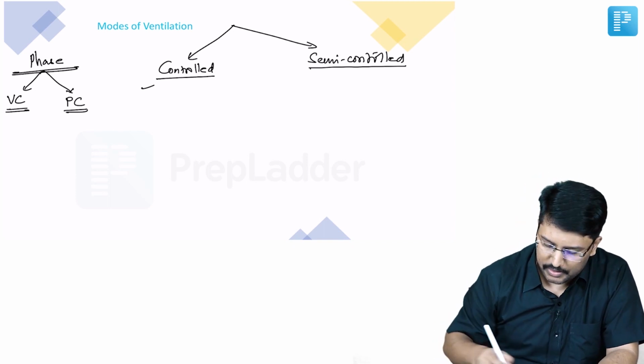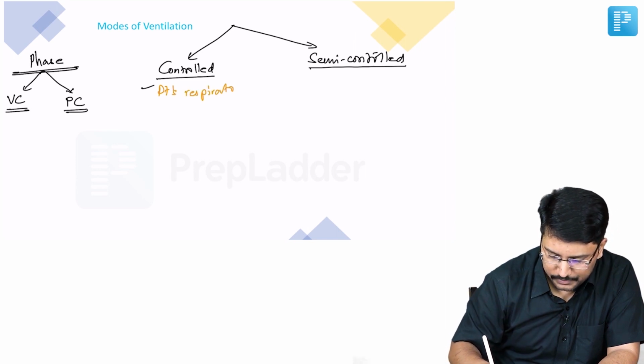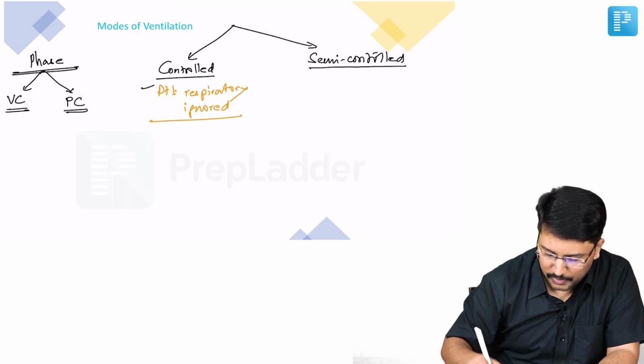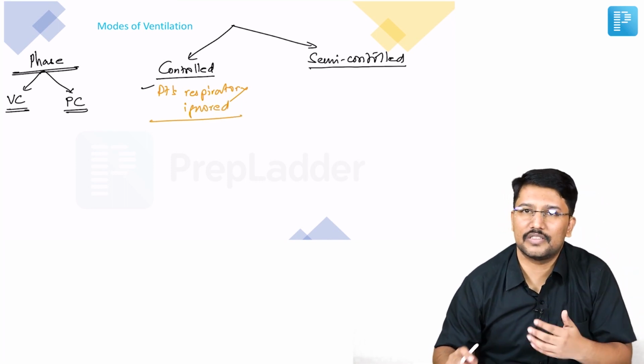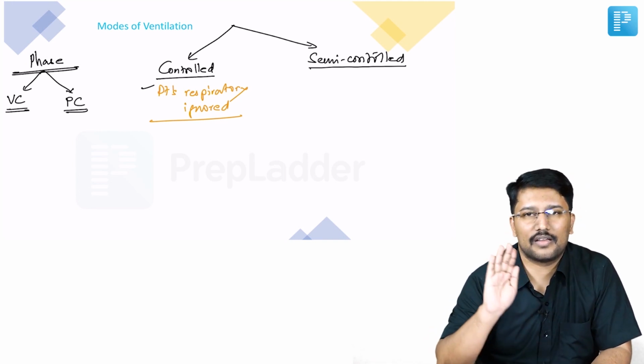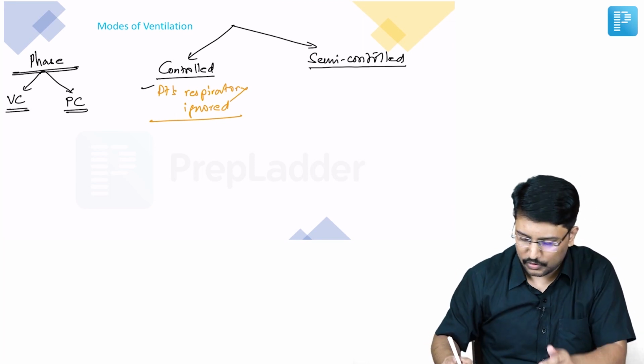You have to remember one point here: in controlled mode of ventilation, patients' respiratory efforts are ignored. Patient's respiratory efforts are completely ignored by the machine. Even if machine senses that patient is trying to make an inspiratory effort, it does not follow it. It keeps on giving its timed breaths. Okay, so that is about controlled mode of ventilation.